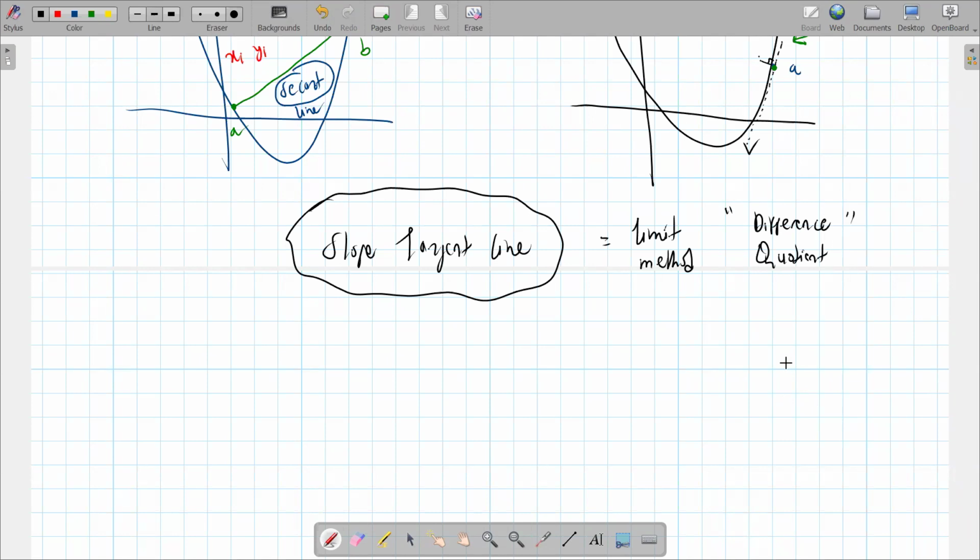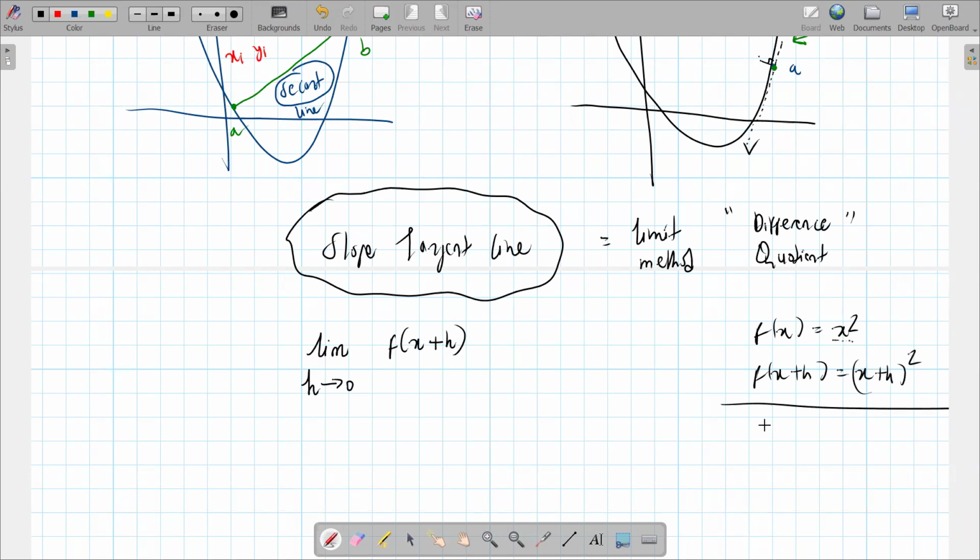It's also called the difference quotient. And this is the formula. Limit as h approaches 0 of your function f of x, but what we do is we add a certain h element to your original function. So if you had f of x equals x squared, f of x plus h means you just replace the x inside of this function with x plus h, like this. A more complicated example would be something like this. Let's say you had 2 sine x plus 3 squared, something like this.